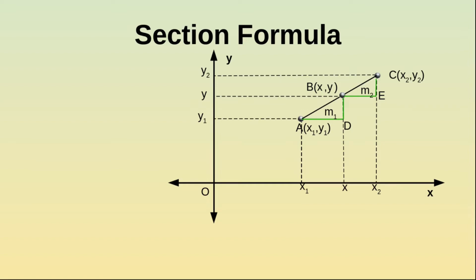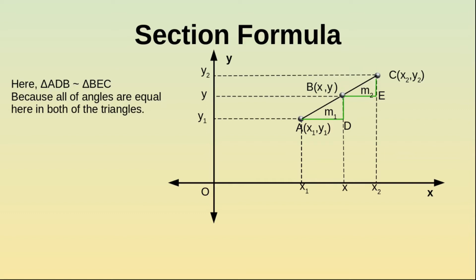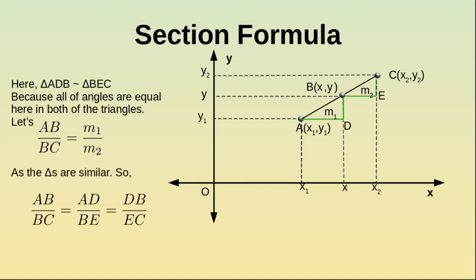Now, as we can see from the graph, triangle ADB and triangle BEC are similar because all of the angles are equal. Let's assume that the ratio of the distance AB by BC is equal to M1 by M2. As the triangles are similar, we get AB by BC is equal to AD by BE is equal to DB by EC. These are the ratios of the sides, which are equal because triangle ADB and triangle BEC are similar.